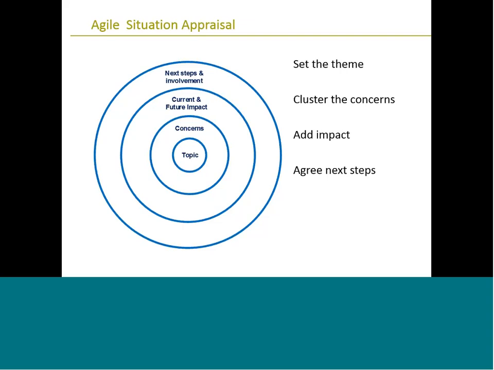Then start to identify the current and future impacts. I haven't put timeframes in there, but you can put timeframes in there as well. And then next steps and involvement in the circle. You can use different formats, as we'll see from other processes as we go to them. So there's an agile model for situation appraisal. Cluster the concerns, add the impact, agree next steps, and who's doing them.